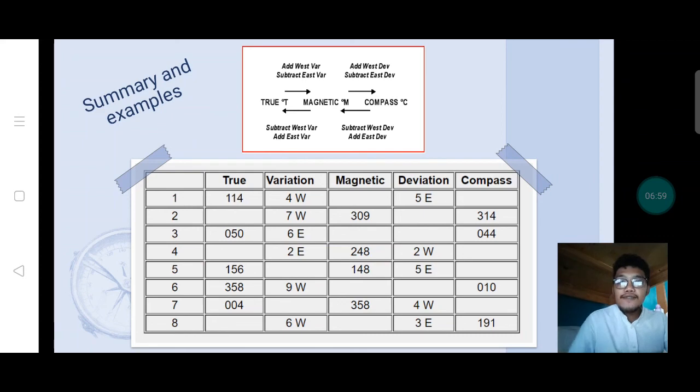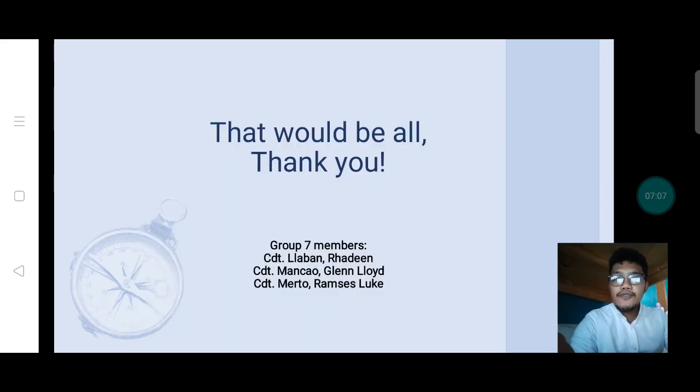So that's all for the examples. I hope that you understood the lesson that I have discussed, and that's all for group 7 for the compass variation and bearing. Thank you.